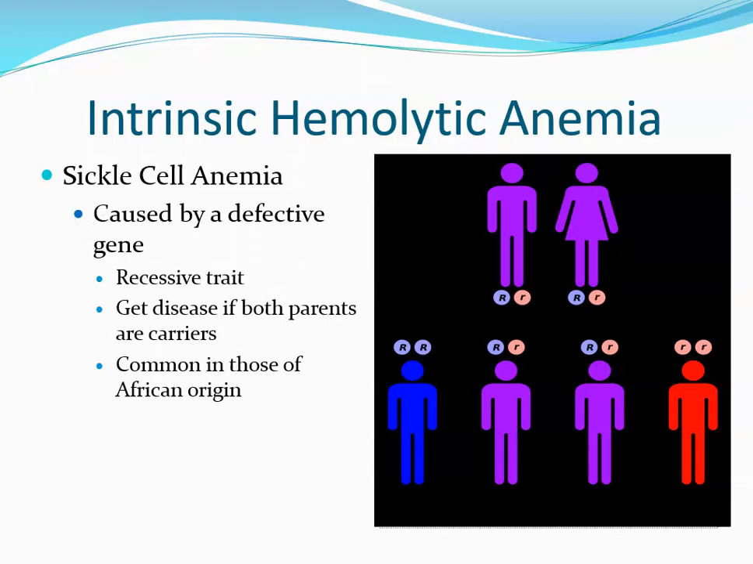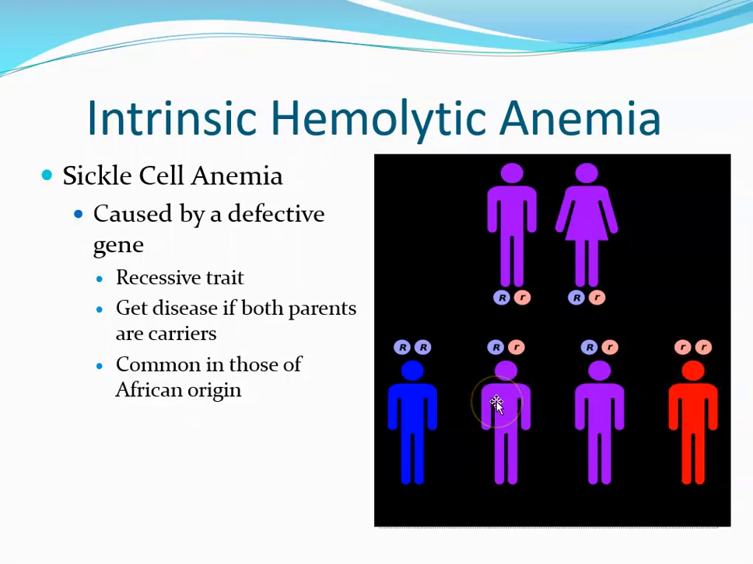Sickle cell anemia is caused by a defective gene. This gene is recessive, and you can only develop the disease if both parents are carriers. It is more commonly found in those of African origin. So here our two, mom and dad, are both carriers of the sickle cell gene. They could have a normal child, they could have children that are carriers, and they could have one that inherits two copies of the recessive gene and would then have sickle cell anemia.